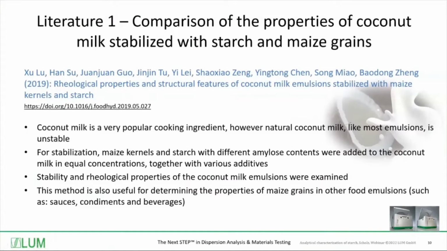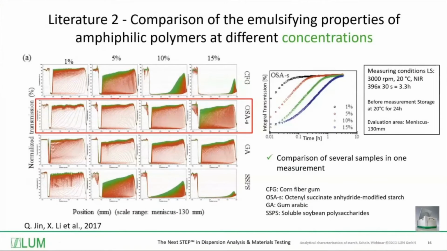Back to coconut milk. This is a very popular cooking ingredient, however, natural coconut milk is unstable. Therefore, starch with different amylose contents and maize grains were added for stabilization together with various additives. Subsequently, the stability and rheological properties of coconut milk emulsions were investigated. You can also see that the separation starts later at higher concentrations.